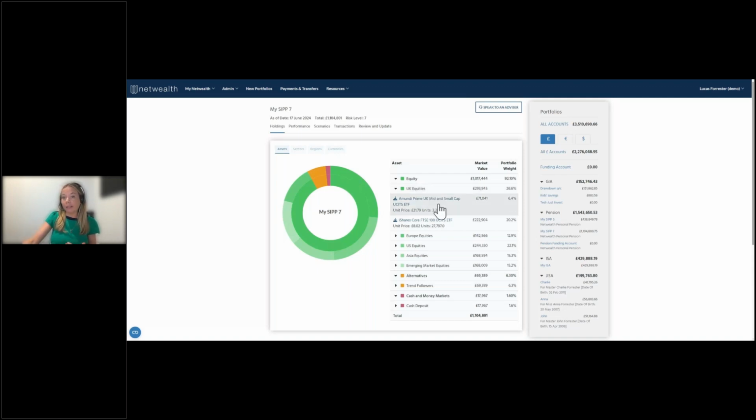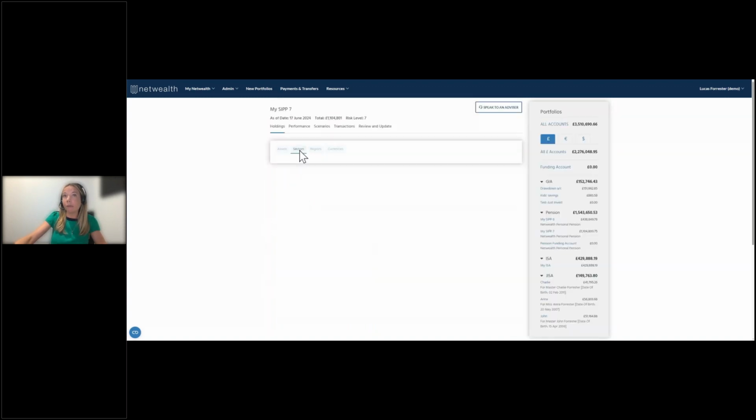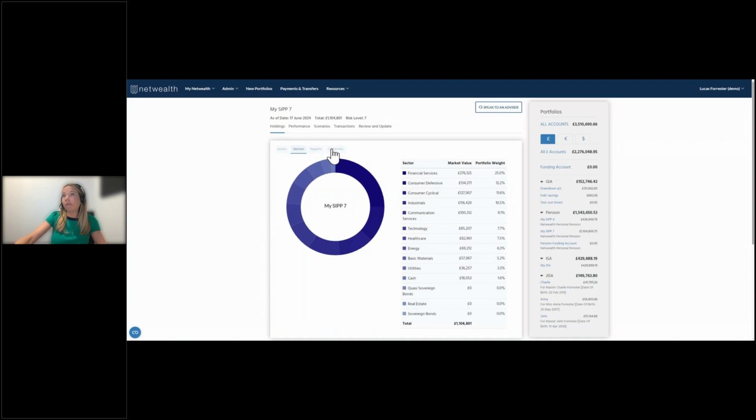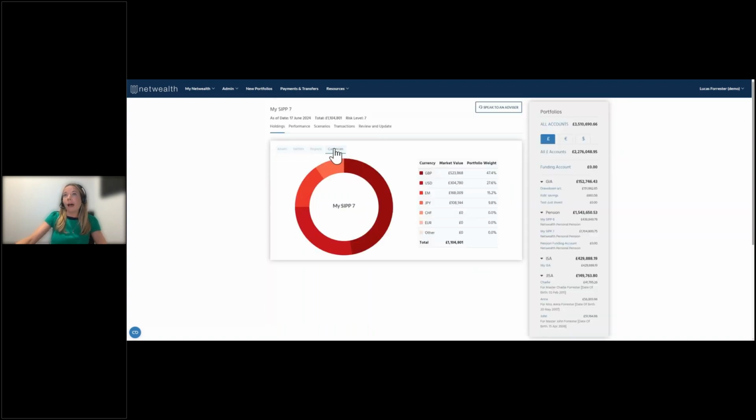And again, in the one-to-one sessions, we'd be very happy to drill down a little bit further into this with you, to look at the individual positions, to explain why, for example, our allocation to the UK versus the US is as it is for each risk level, and why we put things like trend followers or cash within our portfolios as well. But just from an overview perspective, clients can also drill down and have a look at the sector exposure within their portfolios, as well as the regional and the currency exposures as well. So you can see here that within our risk level 7 portfolios, the team like to leave a couple of those positions unhedged to give you exposure to the US dollar, the Japanese yen, and emerging market currencies as well.